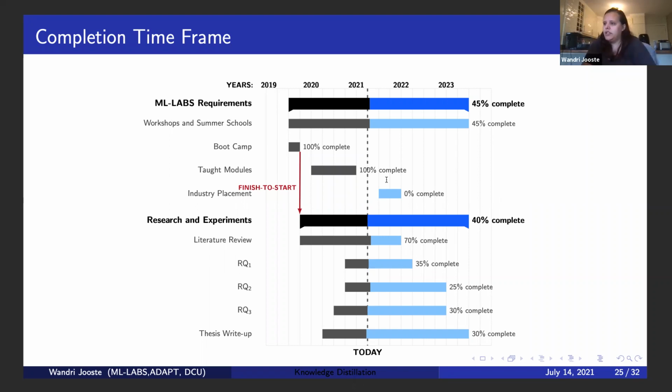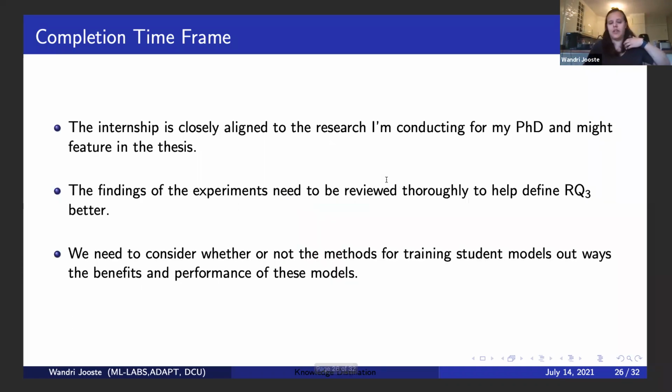The internship with ContentMT is for 6 months, and I started it a couple of weeks ago. I'm actually very lucky with that: the internship is very closely aligned to my research, so the work that I'm doing there might actually feature in the thesis as well.